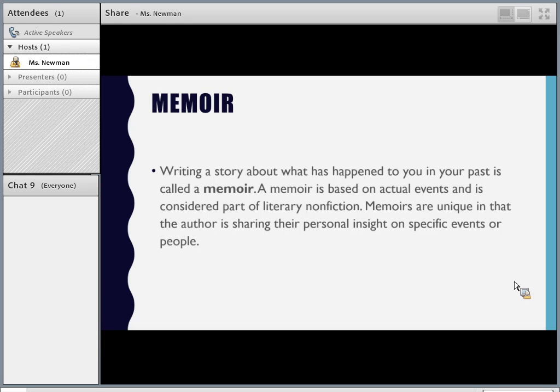Okay, so let's talk about that word memoir. Writing a story about what has happened to you in your past is called a memoir. A memoir is based on actual events and is considered part of literary nonfiction, so it's true. Memoirs are unique in that the author is sharing their personal insight on specific events or people. So the point we want to make here is you're not just retelling what happened, you're sharing your insights and what you gained, what it meant to you, and what you learned from it. So you're more than just telling what happened, you're reflecting on it, giving the meaning and thinking about it.